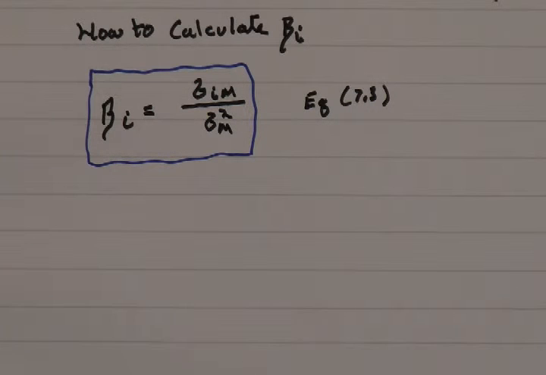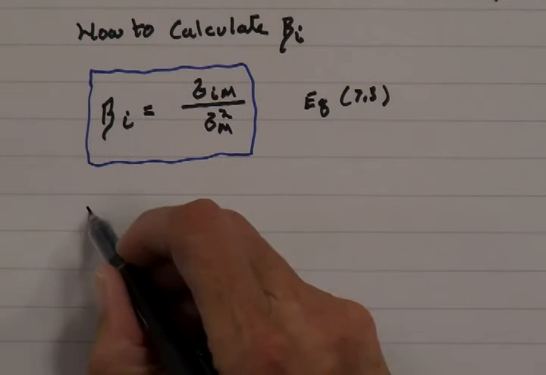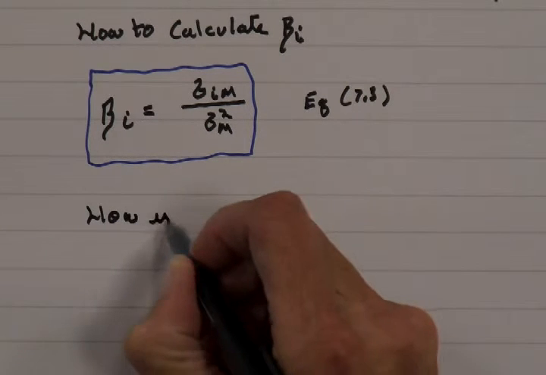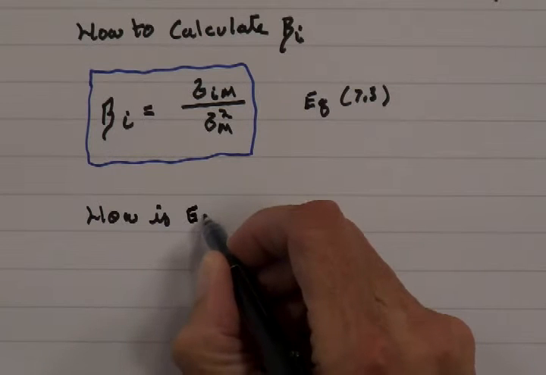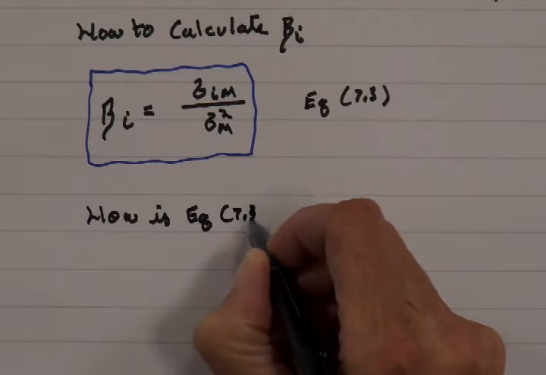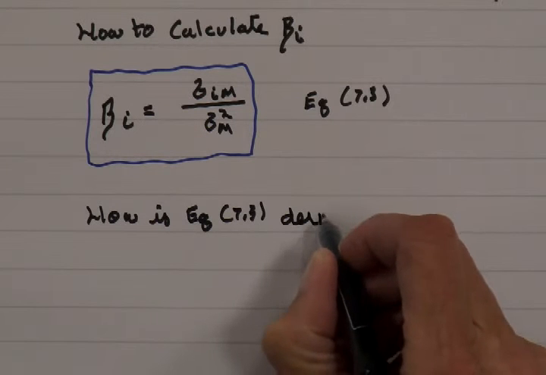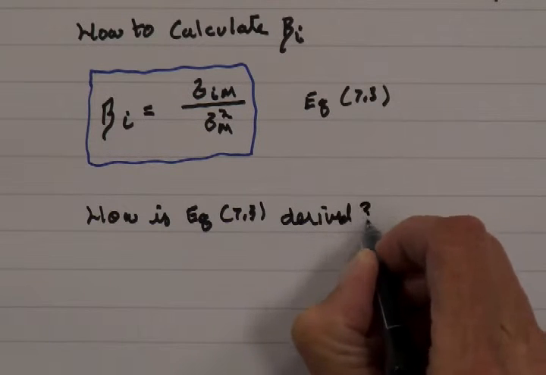Okay. And how is this derived? Should have had another thing here. I don't see it. Is equation 7.3 derived? Okay, let's look at it.